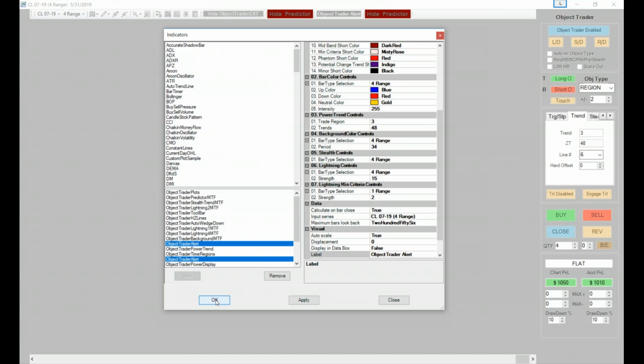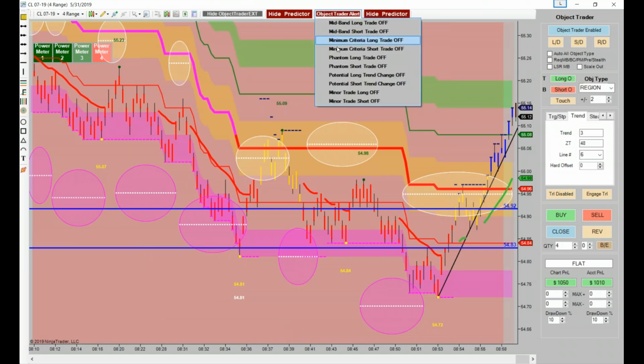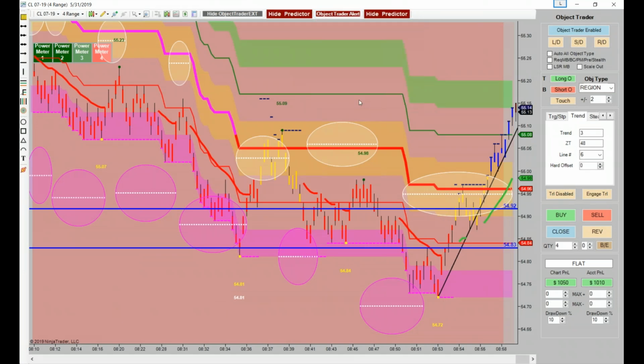I like them though. A lot of times I don't need them on my chart, with the mid bands and all that, because I can see them. I like these little minors on though. Okay, minor short on. Let's see.